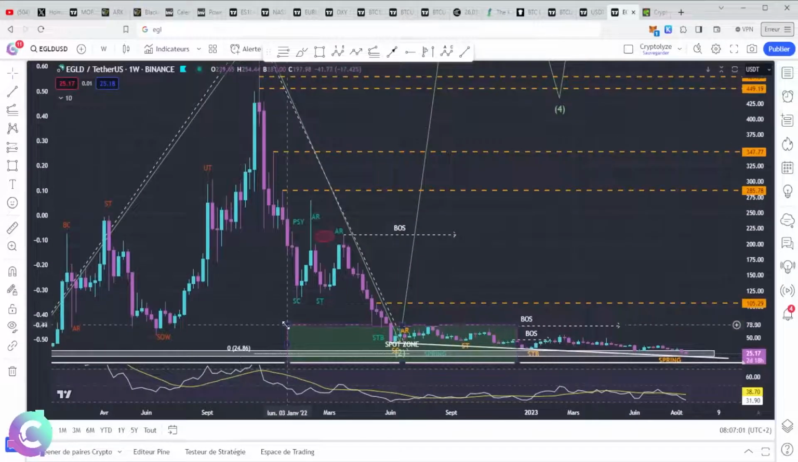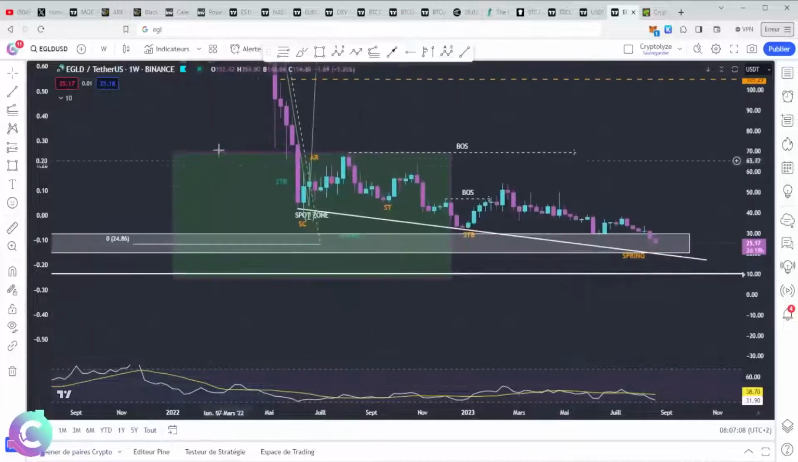So we do have a break that happened in two stages, 1, 2, 3, okay? So first bearish wave, second bearish wave with a pullback wave in between. So something which is rather classic.